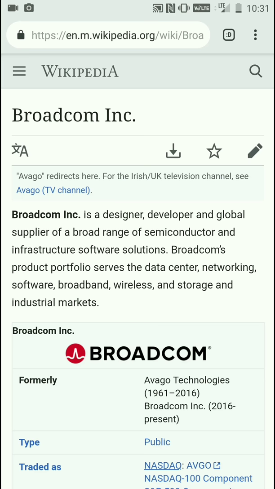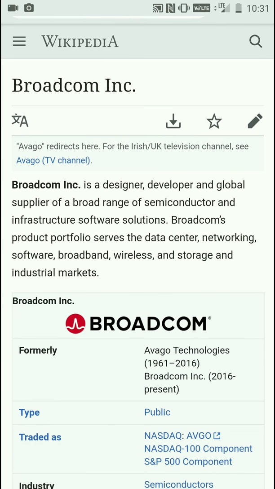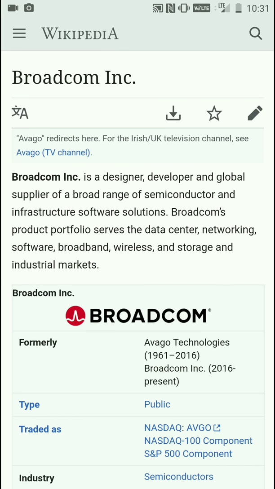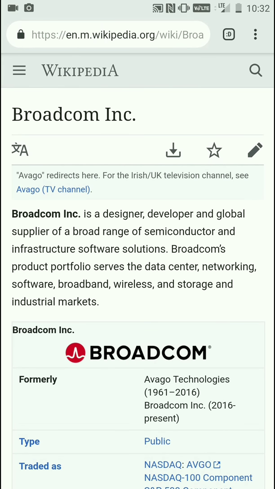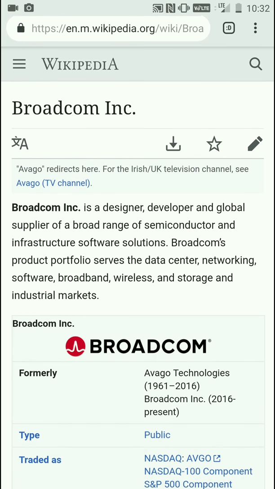So Broadcom Incorporated is pretty much a designer, developer, and global supplier of a broad range of semiconductors and infrastructure solutions. Pretty much they provide products for data centers and networking. So in other words, it's a semiconductor company. It's very similar to Texas Instruments.